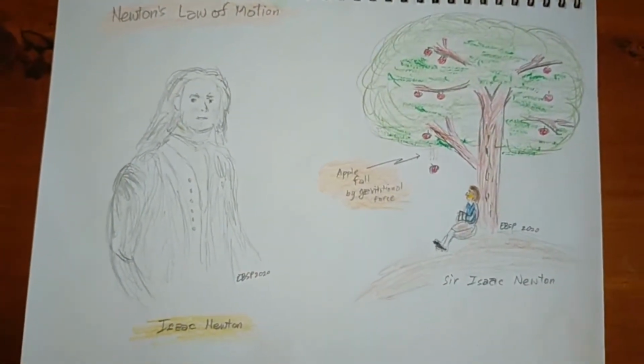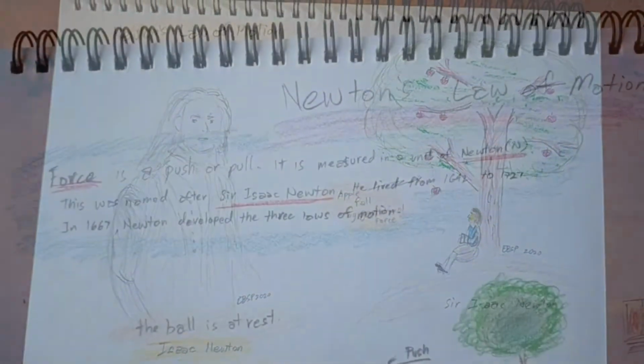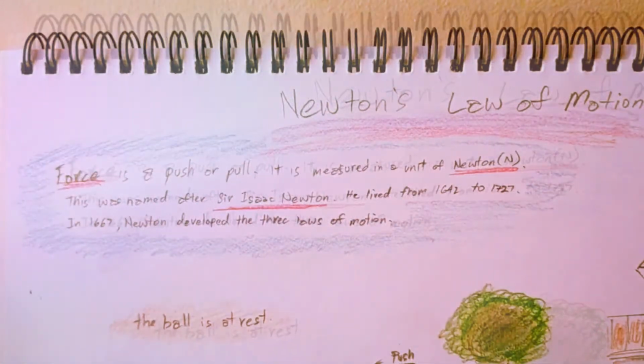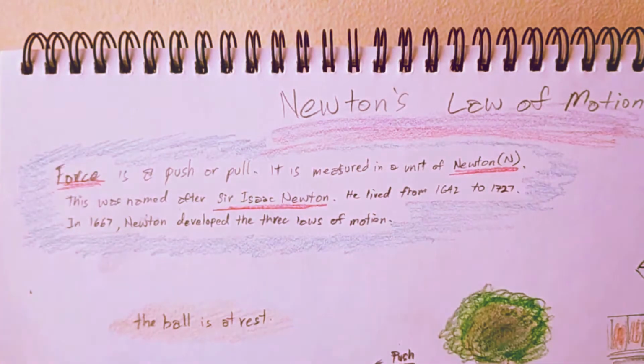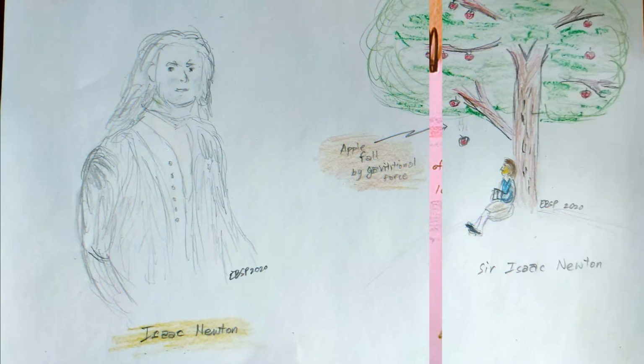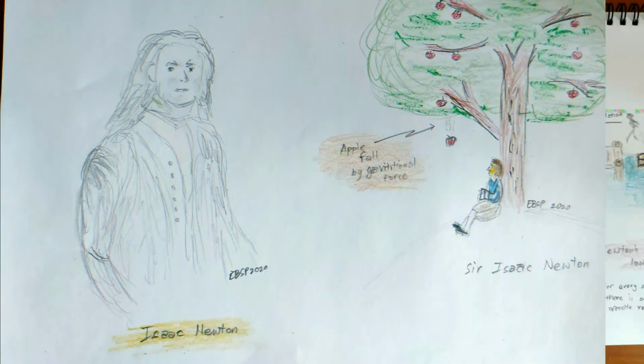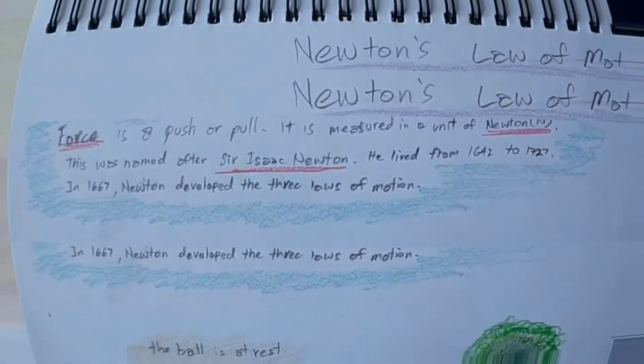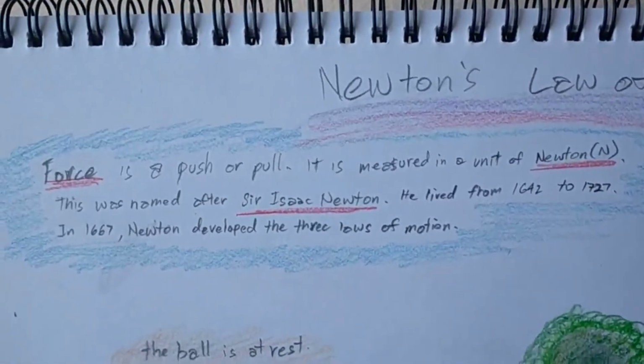So, force according to Sir Isaac Newton is a push or a pull and strongly relates to the motion of objects. Force is measured in units of Newton, represented by the capital letter N. This unit is named after him, Sir Isaac Newton. He also developed the three laws of motion that describe the motion of objects in terms of force.